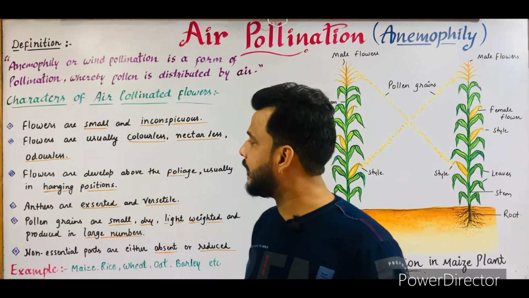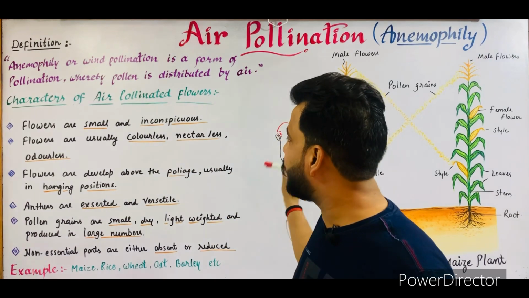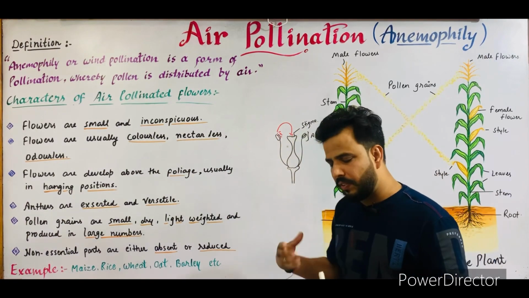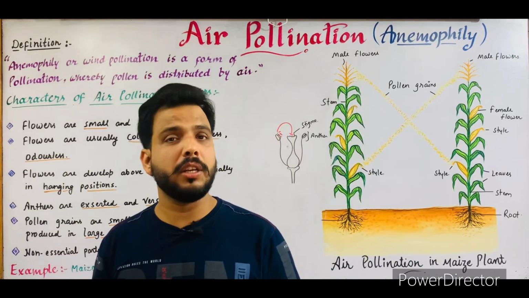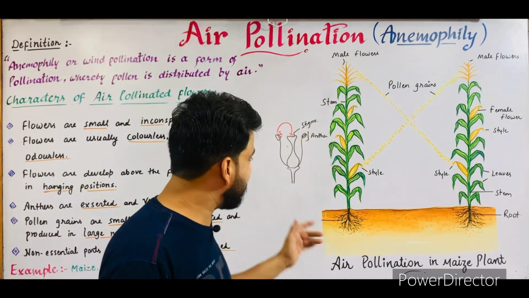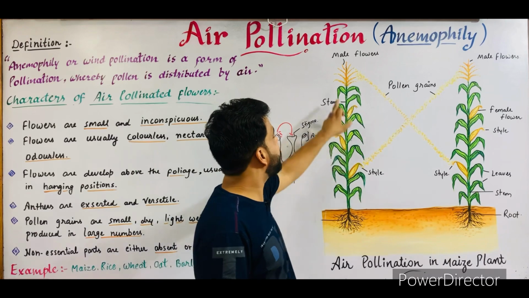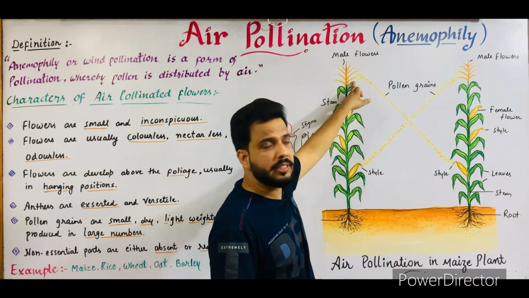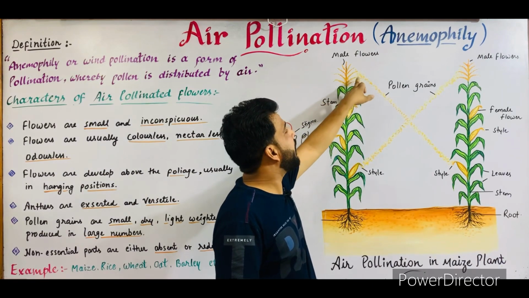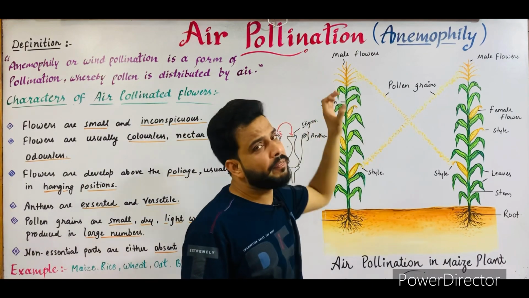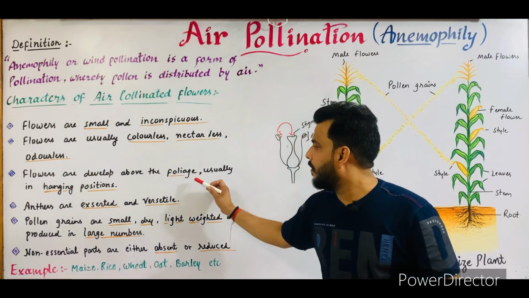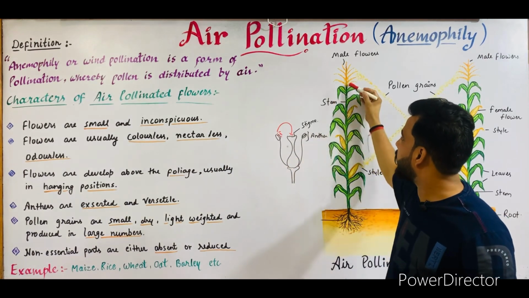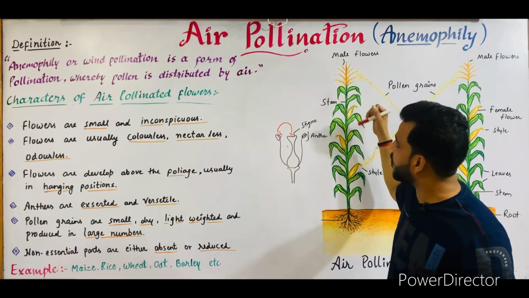Now the next point is: flowers are developed above the foliage. Now what is the meaning of foliage? Foliage means leaf. A scientific term used for the leaves is foliage. So as you can see in this diagram, these are the leaves and this is the group of male flowers in an inflorescence. The male flowers are developed above the foliage, which means these are the leaves and this is the male flower, and the male flower develops above the leaves.